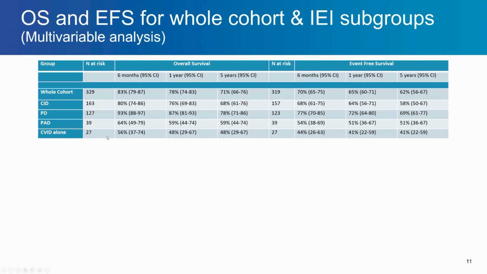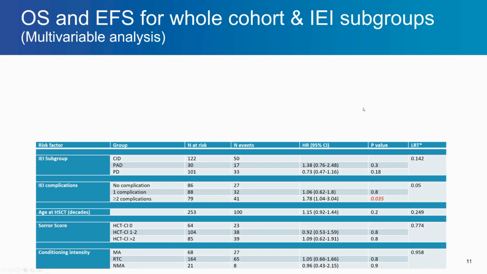which is a relatively small number of patients, I accept, out of a cohort of 329, these had the most inferior outcome in terms of overall survival at 48% at 5 years, and event-free survival of 51% at 5 years. And if you compare this to the phagocyte disorder groups, where that overall survival at 5 years is 78% and event-free survival is 69%. And again, as shown on the curves, the combined immune deficiencies fall between these two groups.